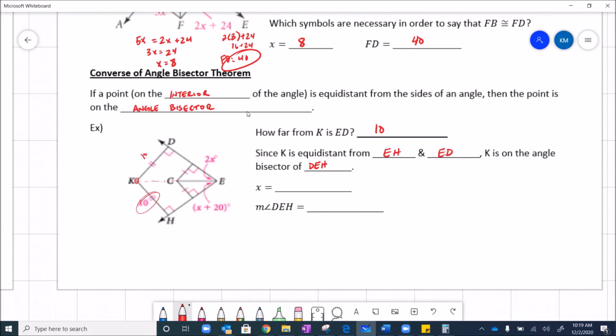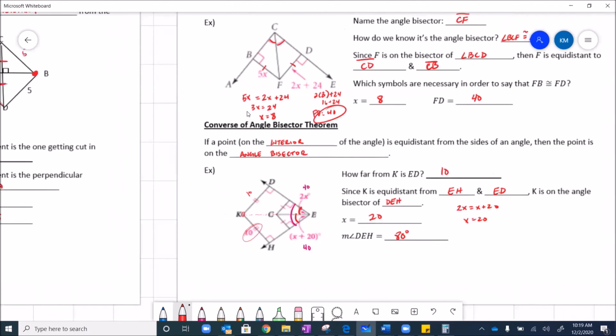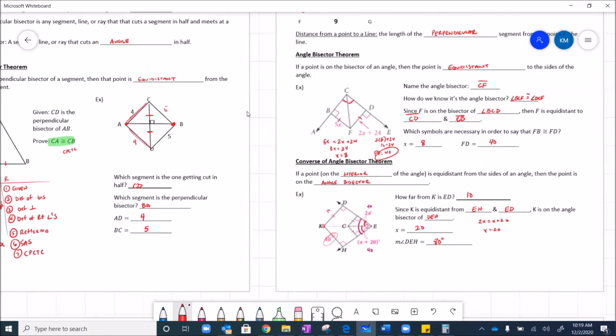Now they're asking us to find x. We can find x because the angle bisector indicates that these two angles must be the same. 2x equals x plus 20. Subtract x, and x equals 20. They're asking us for DEH, that's this whole angle. This is 40, this is 40, so DEH is 40 plus 40, which is 80 degrees.